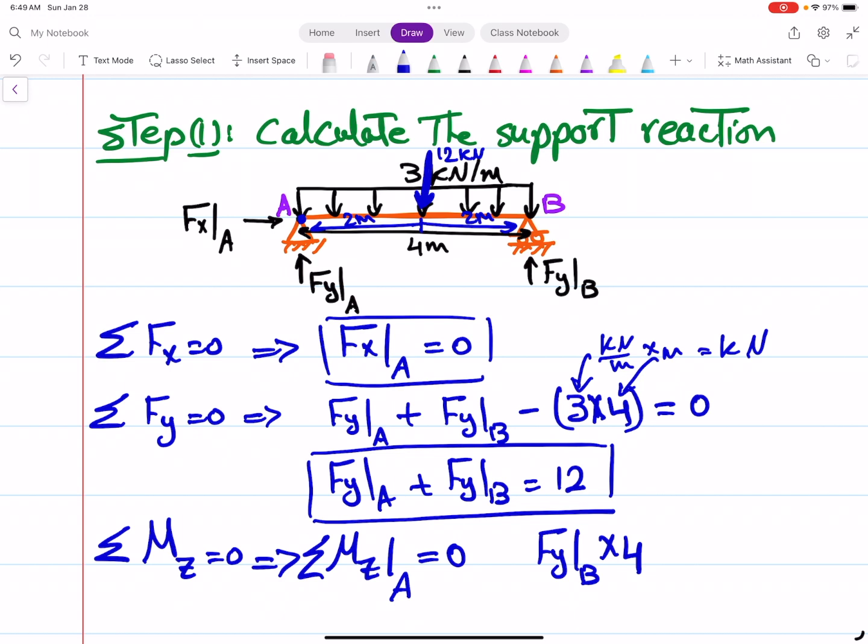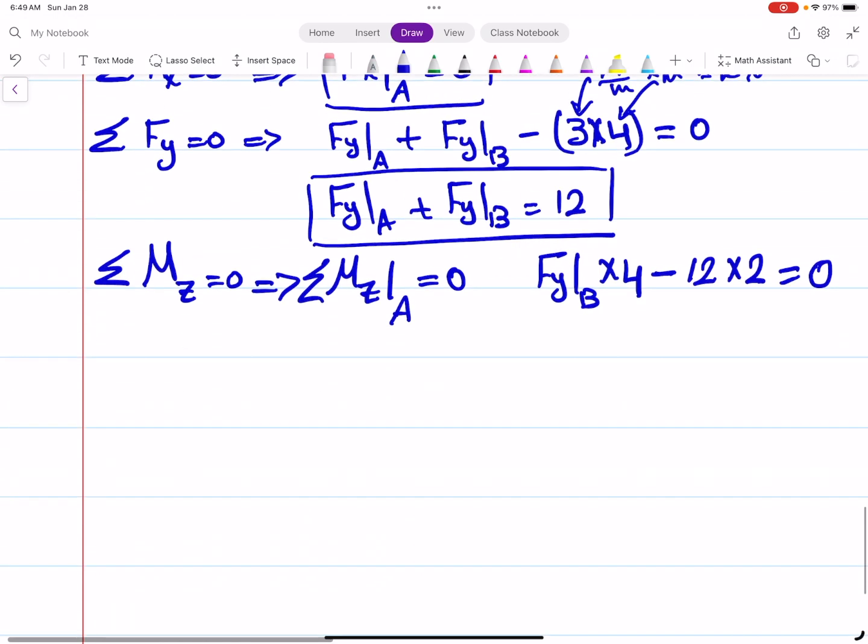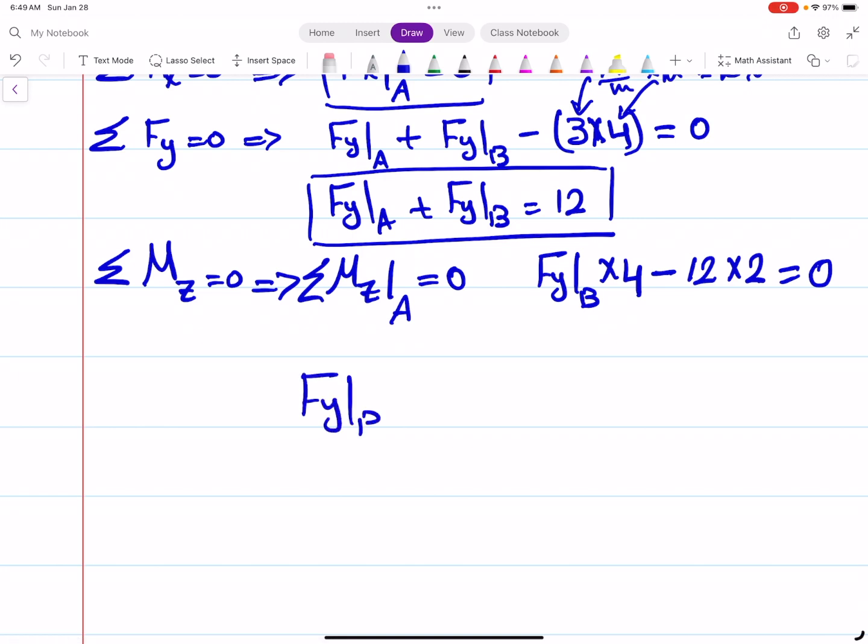So while calculating the moment around point A, it will be 12 times 2. Positive or negative? Yes, you are right. It should be negative because it is clockwise direction. And this should be equal to 0. From here, you can calculate Fyb. This should be equal to 6 kilonewton.